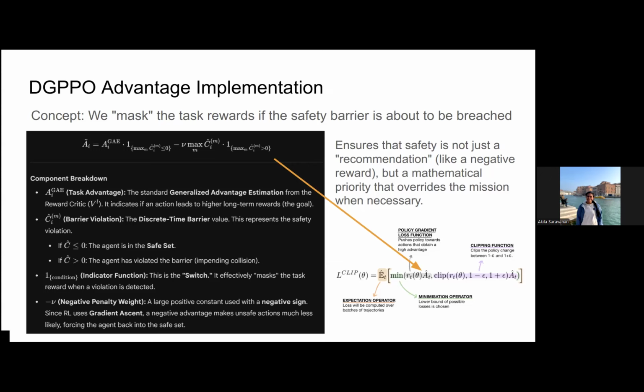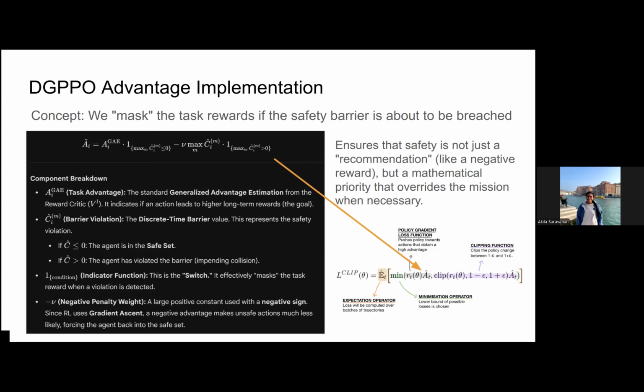Does everyone understand the advantage function and what it's trying to do, or why we have these indicator functions and how that influences whether we activate our safety mode or just continue with operation? That makes sense to everyone?